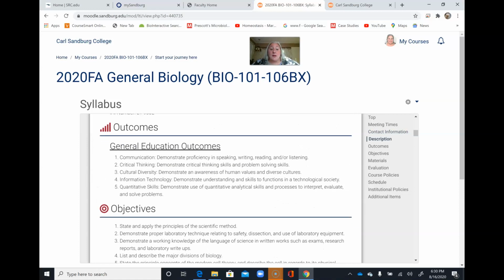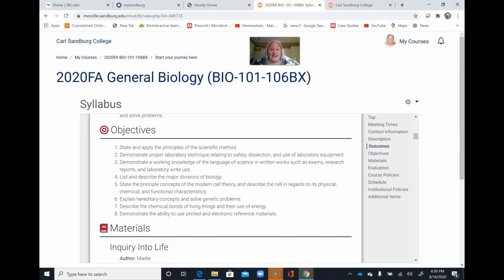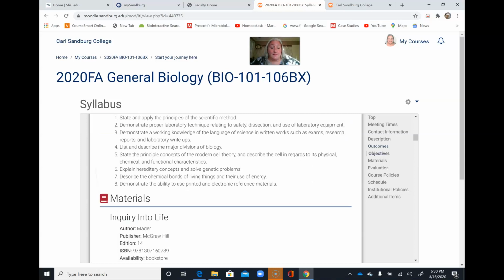This is just talking about what the class is, the description of the class, which I'll let you read. Your general education outcomes. These are what you're going to get. These are different things that you're going to achieve by getting an associate's degree at Carl Sandburg College. The objectives, these are what you will get from my class. So by the end of this class, you should be able to discuss the scientific method and understand the principles behind it. You should be able to use proper lab technique. So this is going to be a little bit harder since we're doing everything online and you're doing simulated labs, but they're still decent labs.